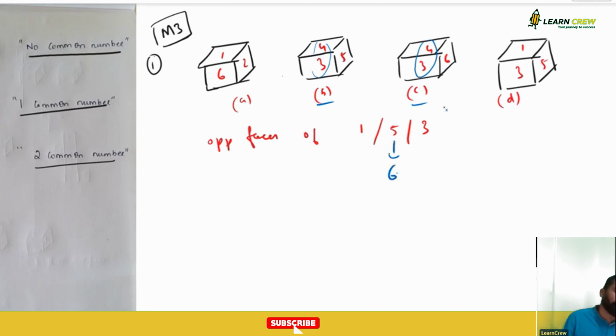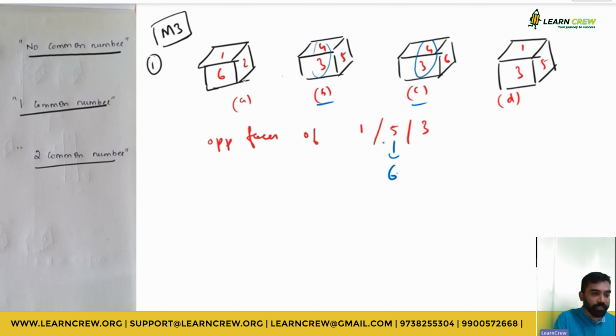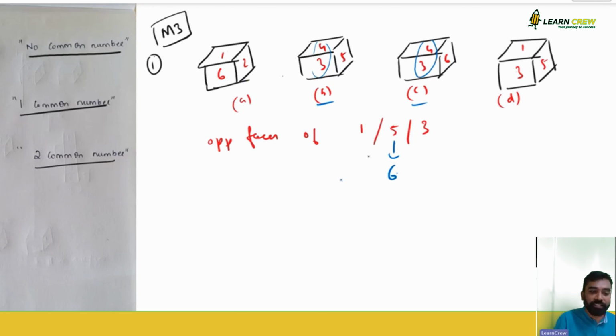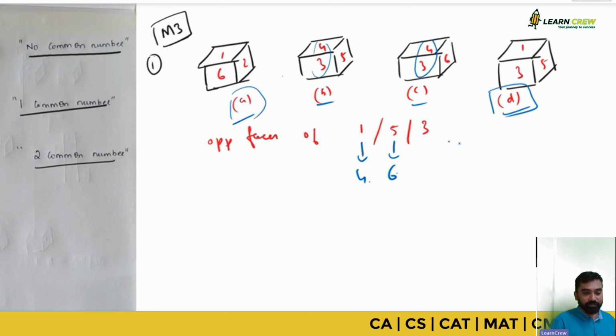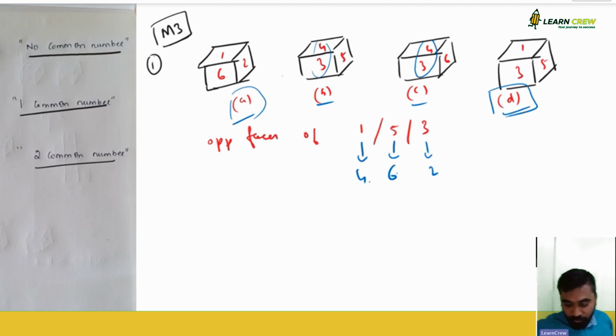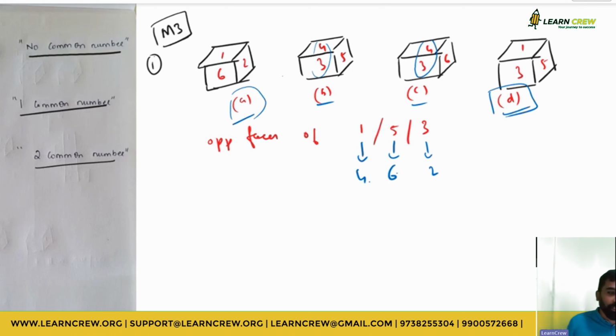Okay, next. Sir, for 1 is it 4, sir? Yes, it is 4. You can take A and D to solve for 1. And for 3? And for 3 it's 2, sir. Yes, for 3 it is 2. Find out. Okay. So now we have done your type 1, type 2, and type 3.